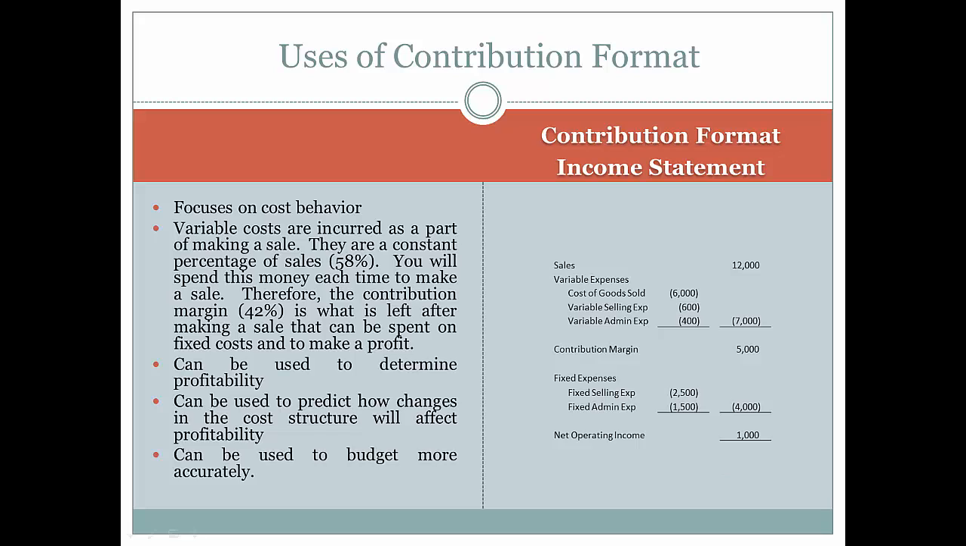So, in other words, if you decide to incur additional fixed selling expenses in order to increase sales, it will change the cost structure because these fixed expenses will be a larger portion of the total costs because you decided to spend more money, say perhaps on advertising, in order to increase sales. And it also can be used to budget more accurately because you will have separated out what is variable and what will change in relationship to sales as sales go up and down, but the fixed portion will remain the same. So it can be used to help better budget.